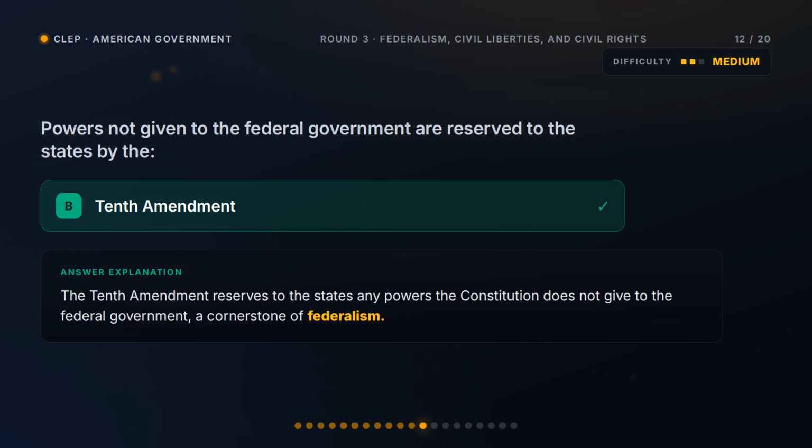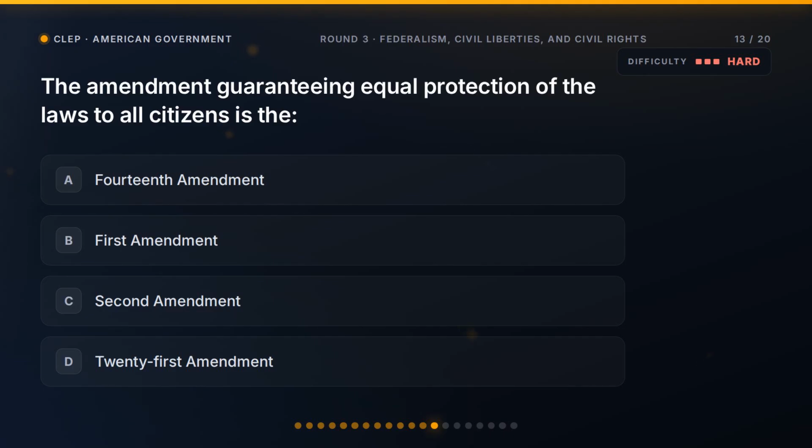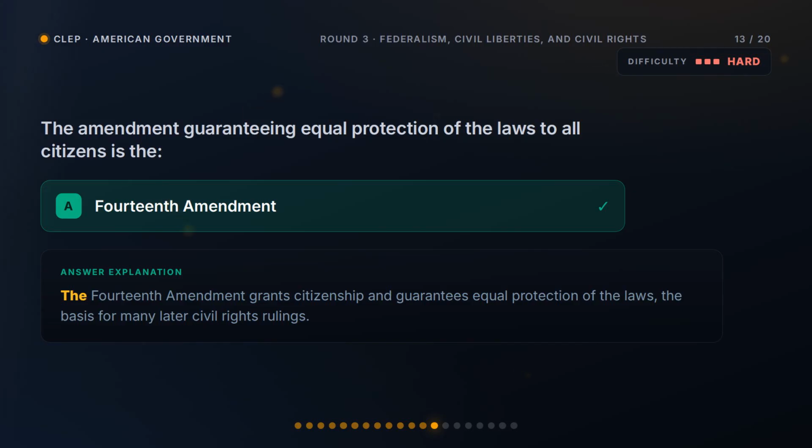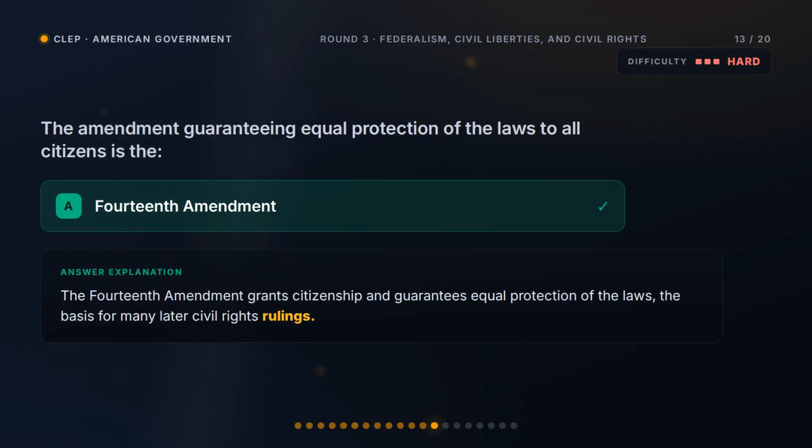Question 13. The amendment guaranteeing equal protection of the laws to all citizens is the A. 14th Amendment, B. First Amendment, C. Second Amendment, D. 21st Amendment. The answer is A. 14th Amendment. The 14th Amendment grants citizenship and guarantees equal protection of the laws, the basis for many later civil rights rulings.